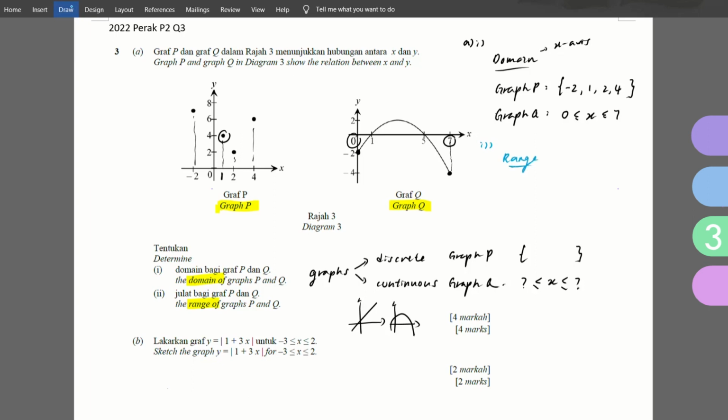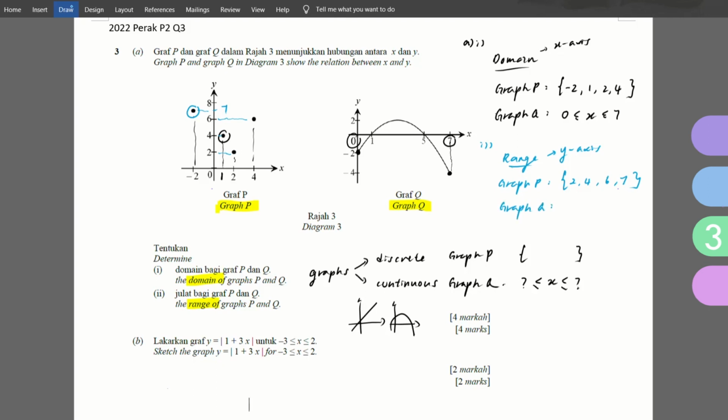So it's the same thing, it's just that we need to refer to the y-axis. So here for graph P, we need to include all the y coordinates. All the y coordinates are given except for this one. So again, this one is like the middle of 8 and 6. So we just find the average, which is 7. So here we would write, and for graph Q.